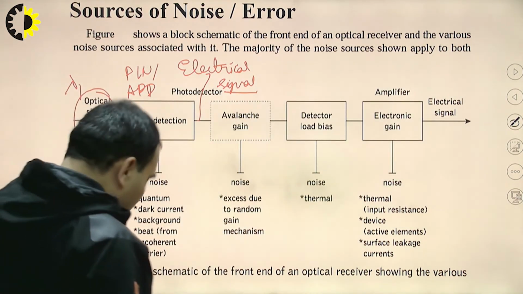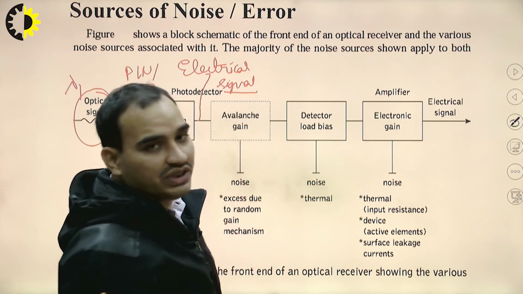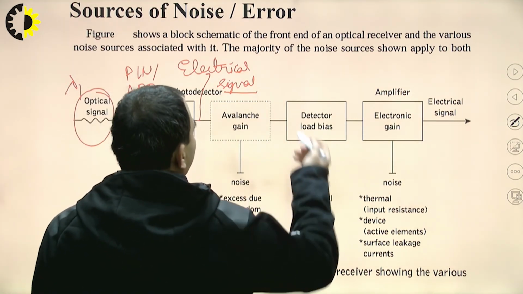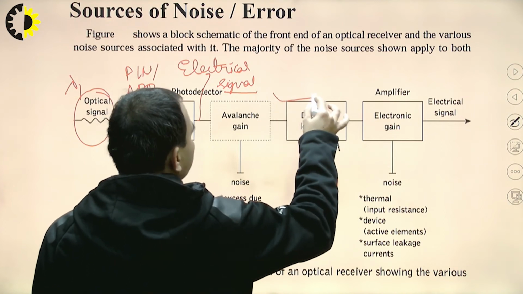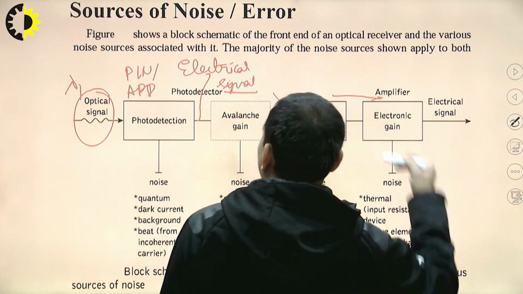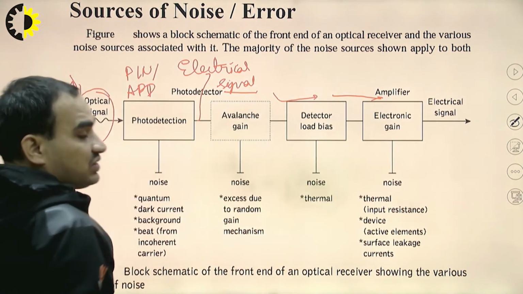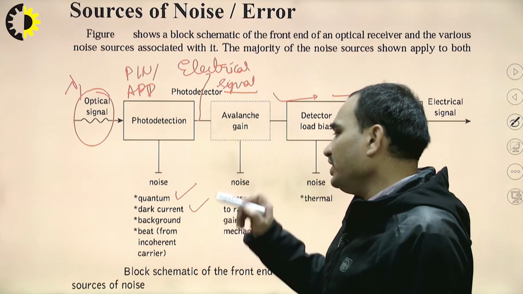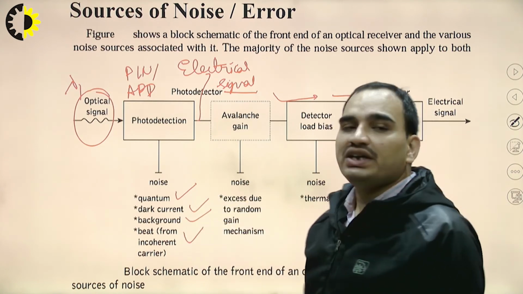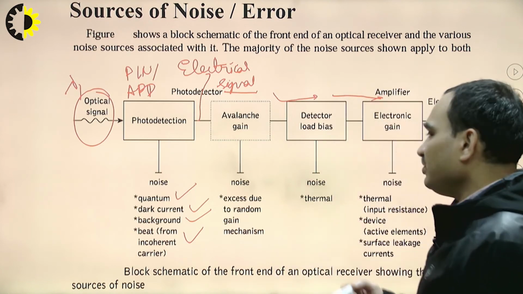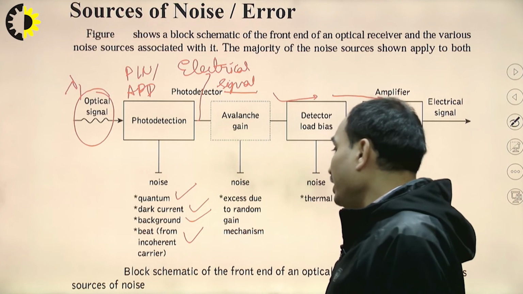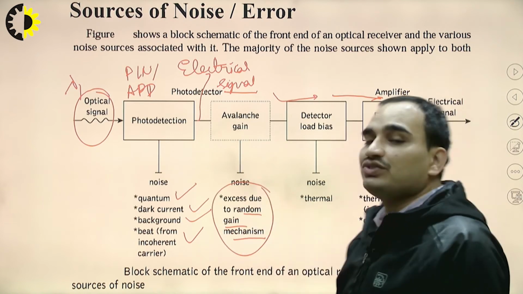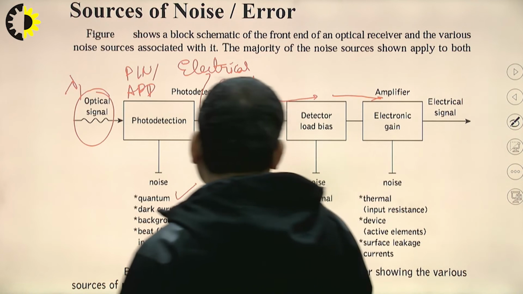Once we have the electrical signal, we can have the multiplication, or you can say the gain. There will be an amplifying factor, and this is given to the detector bias, load bias, and the amplifier amplifies this signal. Now in this photodetection process, we may have different sources of noise. The different sources of noise may be the quantum noise, the dark current noise, the background noise, or the beat from the incoherent carriers. Noise in the avalanche gain, when we talk about the noise in the avalanche photodiode, is due to the excess, random gain mechanism. It happens in avalanche photodiodes due to the excess random gain mechanism.